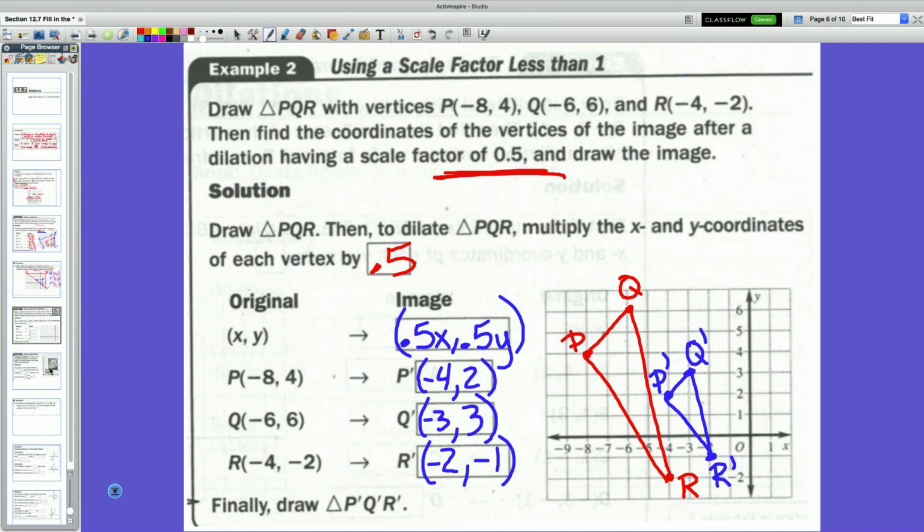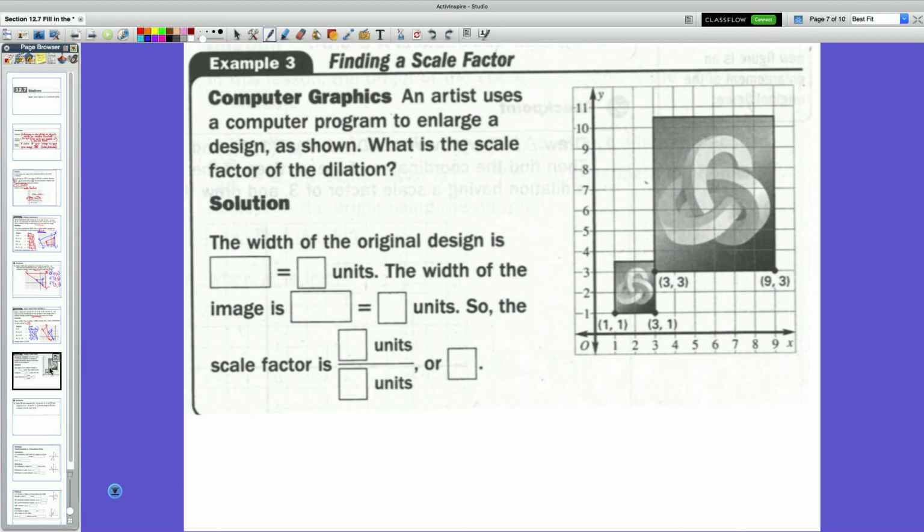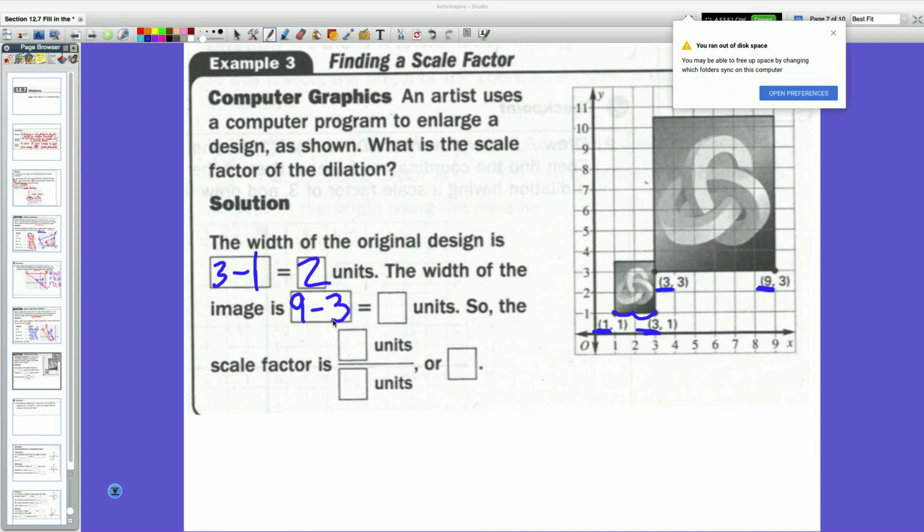All right, let's look at example 3. An artist uses a computer program to enlarge a design as shown. What is the scale factor of the dilation? Okay, so in order to know the scale factor of the dilation, you have to look at matching coordinates or distances. So in this case, the width of the original design is 2, 3 minus 1, the x coordinates, which is 2 units. The width of the image, so look at your x's, would be 9 minus 3, which is 6.